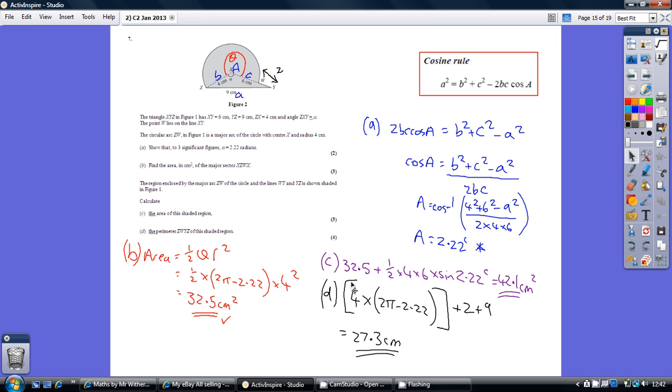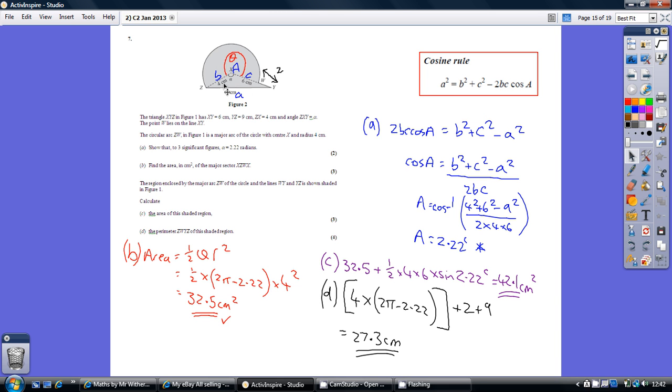Now for part C, we're working out the area of the shaded region, so that comprises the major sector that we've just worked out and the triangle. The area of a triangle is just half AB sine C, and so half times A and B, which are, well, now it's basically AB sine C, but that's really relabeling it again.